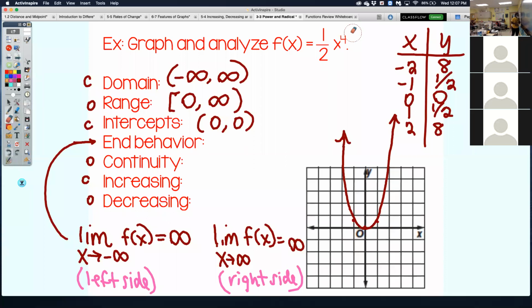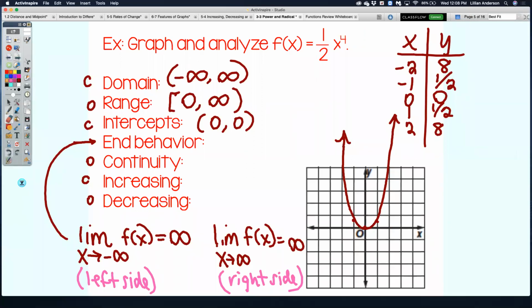Continuity, that's back in 3-1. Is it continuous, essentially? Is it a continuous function, or do we have some types of discontinuities? Online, what say you? It is continuous. So then you just write that. It's continuous. There are no holes, no jumps, and no infinite discontinuities. But it is increasing.